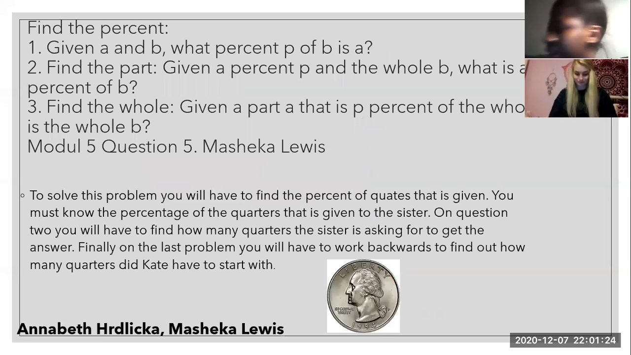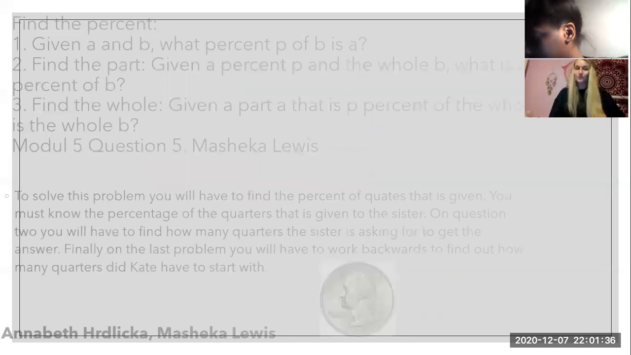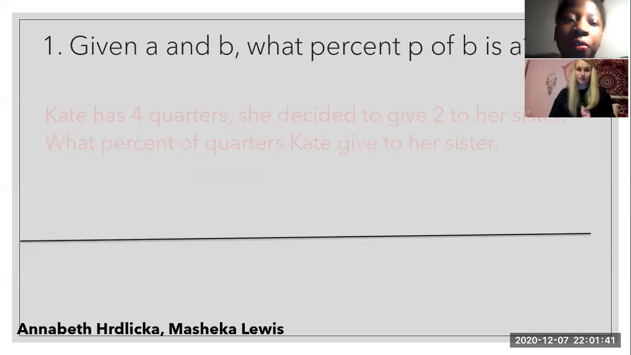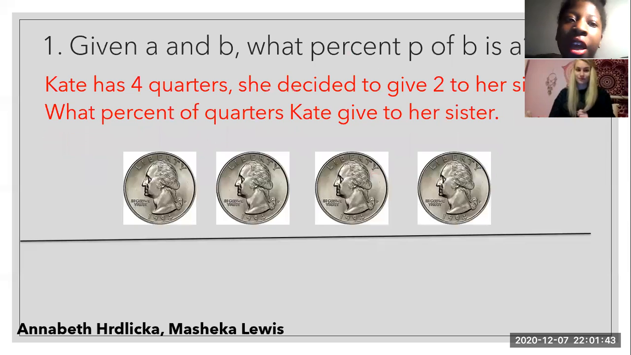Okay, let's go to the last question. For the last question, I decided to use money because it'll be easier. So the first question was, given A and B, what percentage is P to B? I said P to B is A.